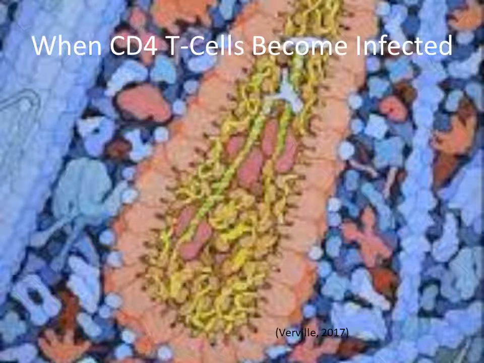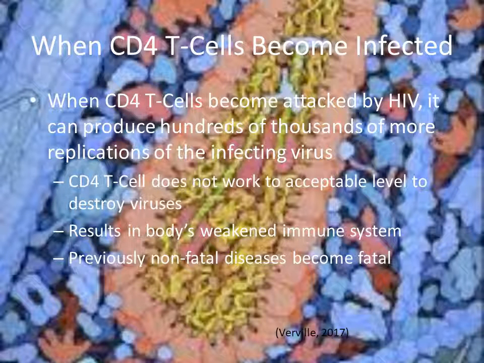When the CD4 T cell is infected by HIV, it can produce hundreds of thousands more replications of the infected virus. A weakened CD4 T cell does not work at an acceptable level to destroy viruses. The weakened cells of the body's immune system do not allow proper homeostasis of the immune system. This is especially detrimental for somebody suffering from HIV when their cell count drops below 200 cells per cubic millimeter, which places them in what is medically called AIDS defining.